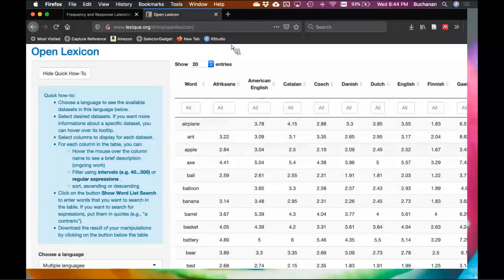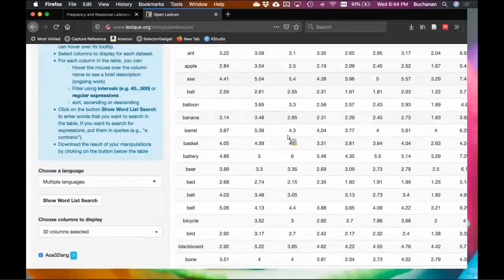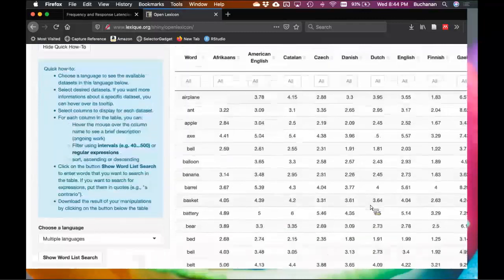Right? But what we get is translation here in the multiple languages of how frequent words are in different languages. So in American English, airplane is moderately infrequent. I don't remember exactly if this is parts per million, exactly what the number means here. And then they have airplane's translation in a bunch of other languages.